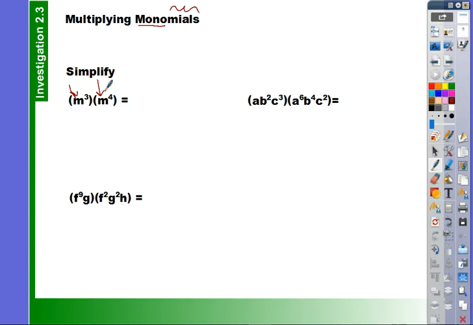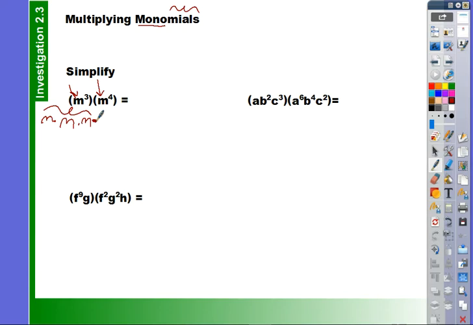What's another way of writing m to the third? How can I expand m to the third to make it a little more easy to understand? Caroline? So m to the third is equal to m times m times m. Not too complicated on this one. So then let's multiply that by m to the fourth.